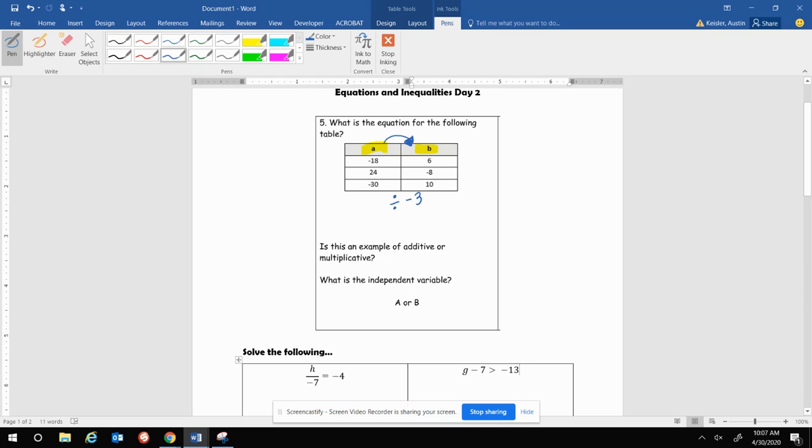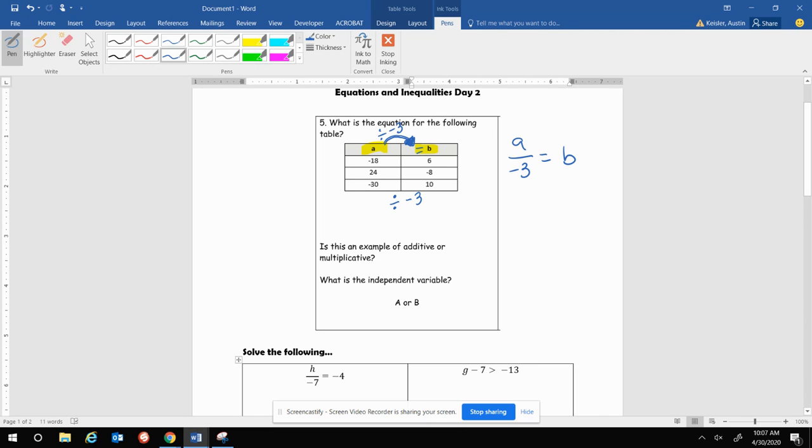The biggest thing that I've seen people do is they get confused on which variable goes where. So that's why I draw this arrow up here, because I know I'm taking A and I'm dividing A by negative 3, and it ends up equaling B, or my output. So to write this as an equation, I'm going to do A divided by negative 3 equals B. That's our equation right there.